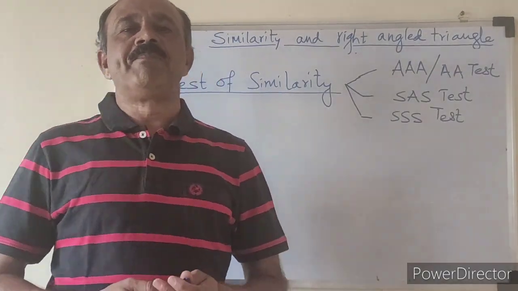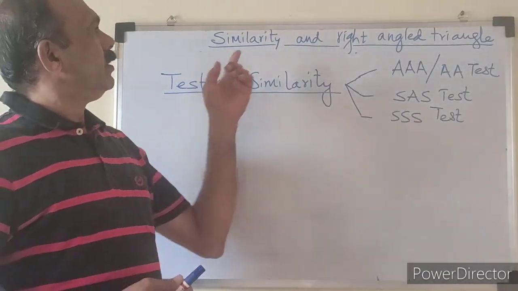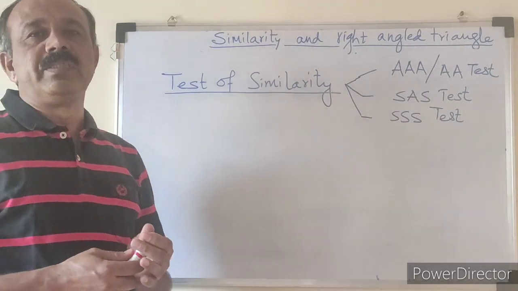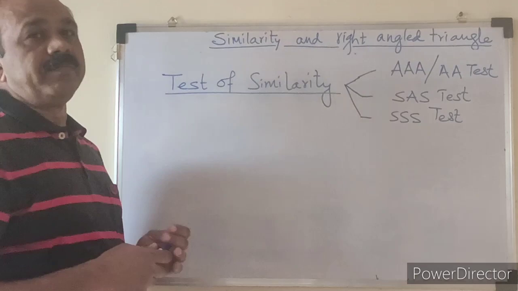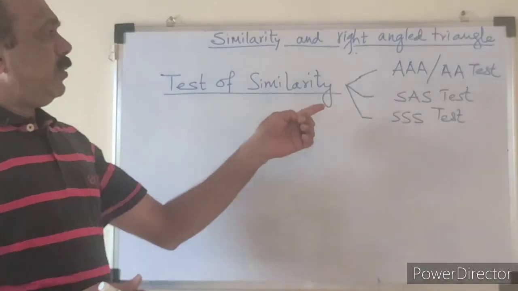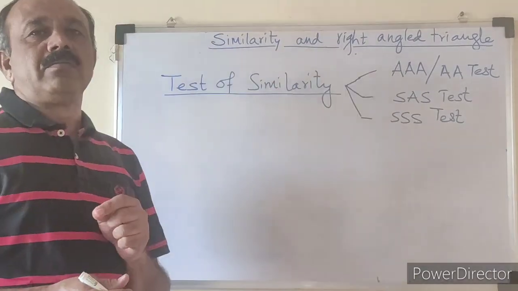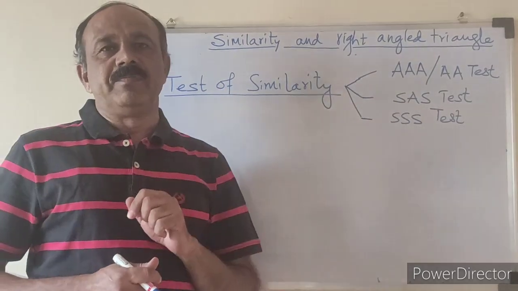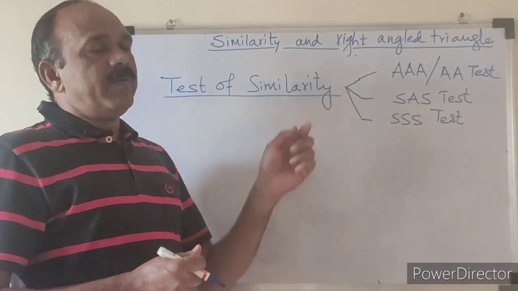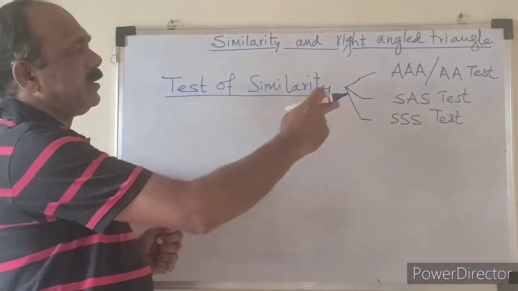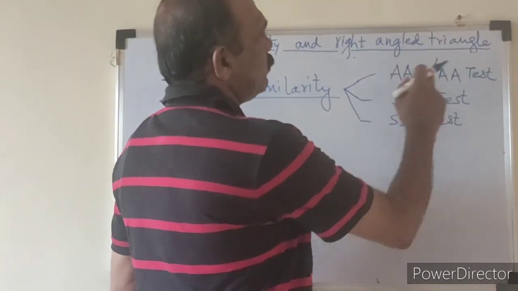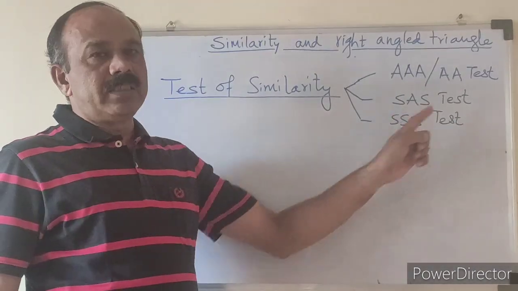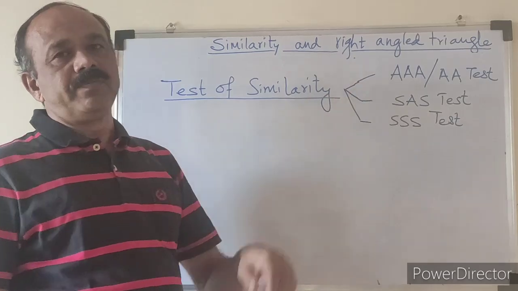Welcome to all students. Today we are going to learn similarity and right angle triangle. Before that, we will see the tests of similarity. Now, in the first chapter, the tests of similarity are given. There are three tests of similarity: the AAA test or AA test, the SAS test, and the SSS test.